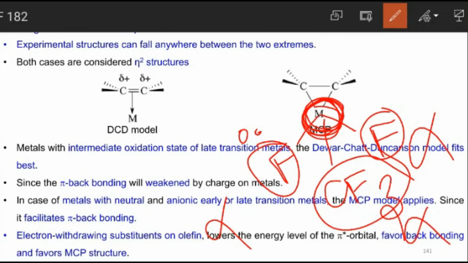Now the metal looks to dilute the electron density over itself. Therefore, it looks for a suitable ligand to accept the pair of electrons. Definitely the fluorine and the CF3 are not at all going to accept any pair of electrons, because fluorine and CF3 are not pi accepting ligands. Therefore, all the excess electron density will go to the olefin. Therefore, the majority of the electron density will go to the olefin, and thereby the MCP model will be adopted.